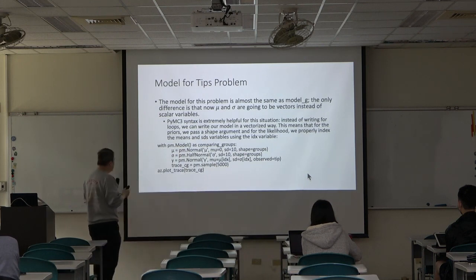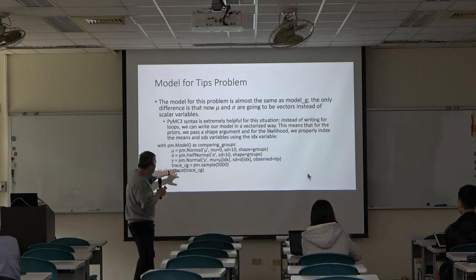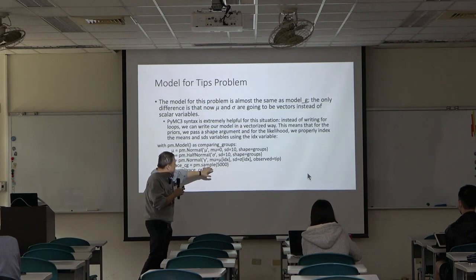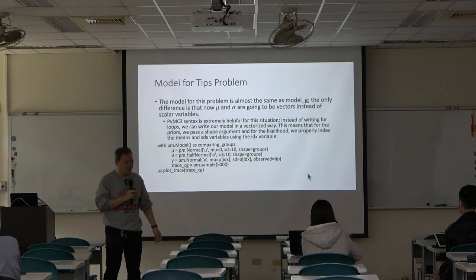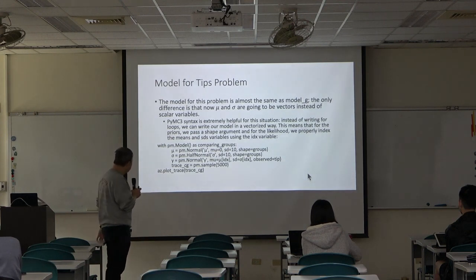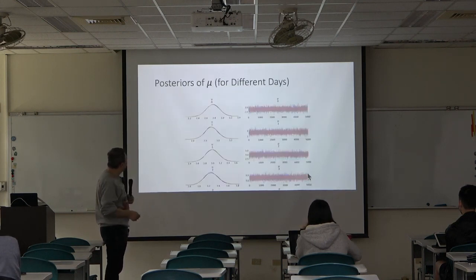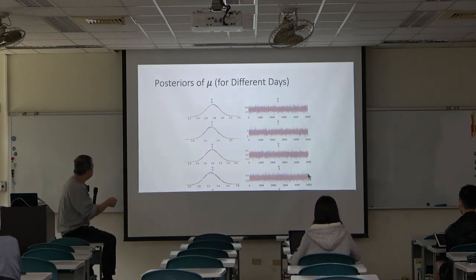And then we just generate the trace. We call this model comparing groups, and the trace is cg. So we generate 5,000 samples. This is 5 times larger than the samples that we collected previously. And then we plot the trace. The result looks like this. The posterior of mu.